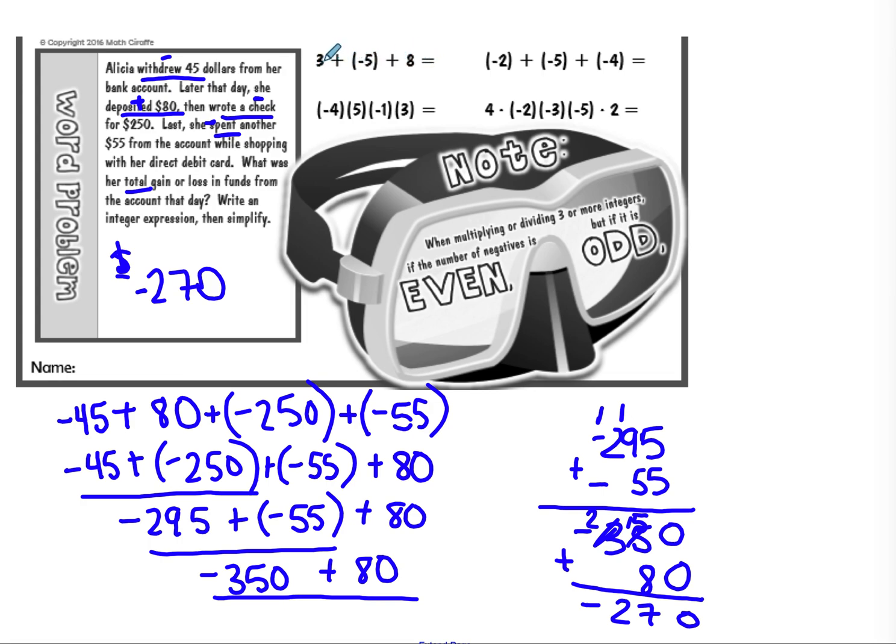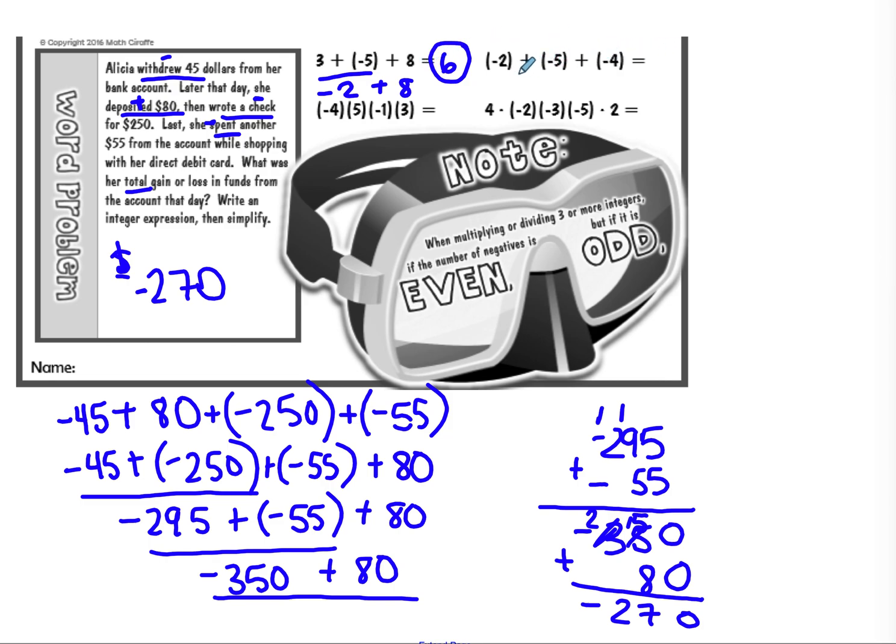3 plus negative 5. So different signs. I'm finding the difference there. 5 minus 3 is 2. Negative 2 would be my answer. There we go. Negative 2. And then I have a positive 8. Again, different signs. Find the difference. 8 minus 2 is 6. More positives. Answer is positive. So 6 is my final answer for this one.